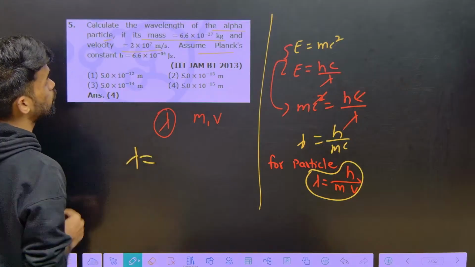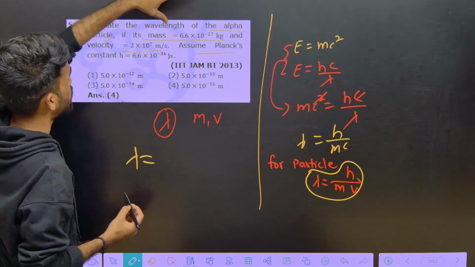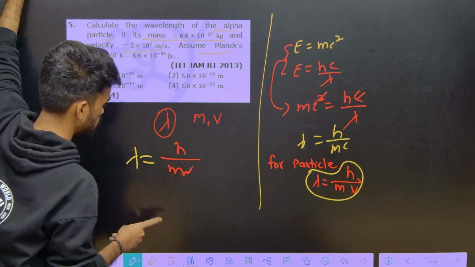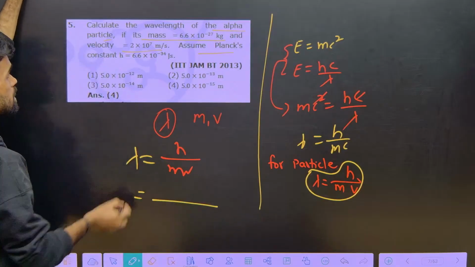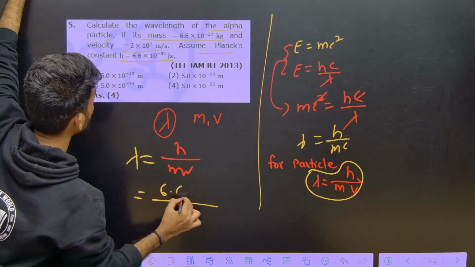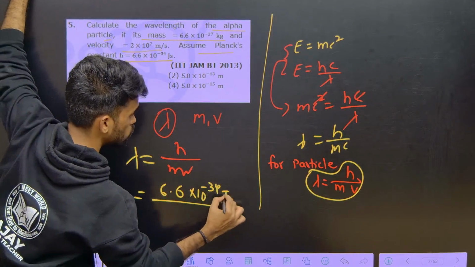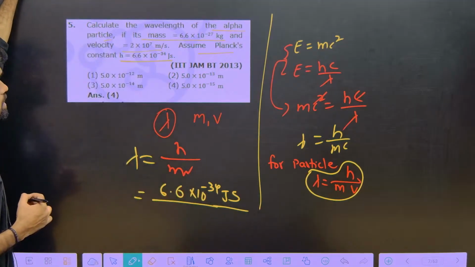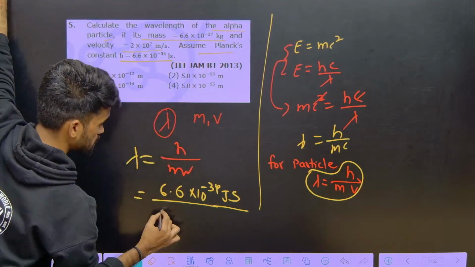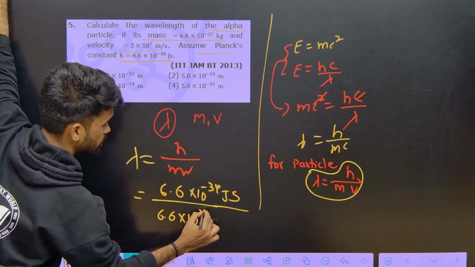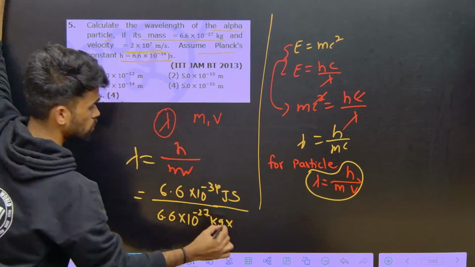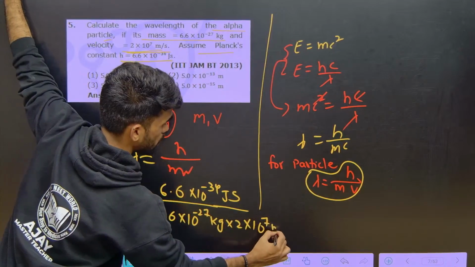So lambda, wavelength. Calculate the wavelength of alpha particle if its mass is... c, h by mv. So h is how much I told you? Planck's constant. See, they are giving the values also in the question itself: 6.6 into 10 power minus 34 joule second. And next, what about mass? Mass is given like this, 6.6 into 10 power minus 27 kg, into, what about velocity mentioned? 2 into 10 power 7 meter per second.